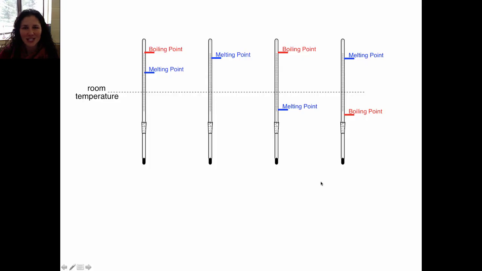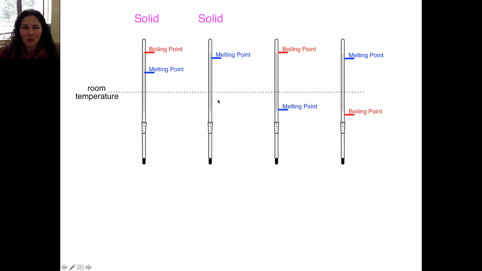Let's practice this concept by labeling the figures on the next page as solids, liquids, gas, or nonsense. On this figure, I've labeled room temperature for you straight across. And on each thermometer, I'm representing a different substance. In the first case, I'm representing a substance whose boiling point and its melting point are higher than room temperature. This would be a solid, because I would have to heat it up from room temperature to get it to melt, so it must be a solid.